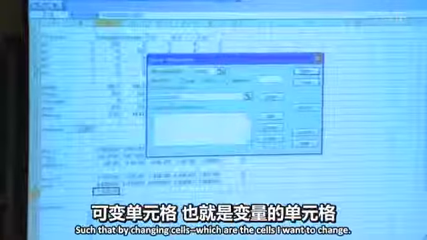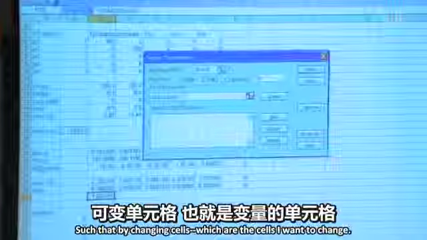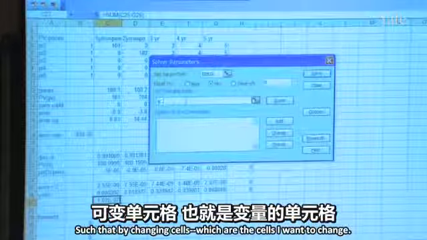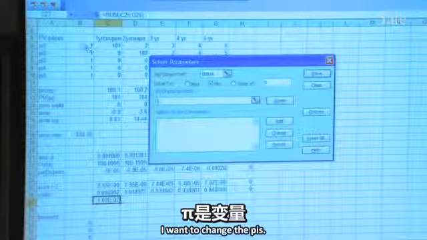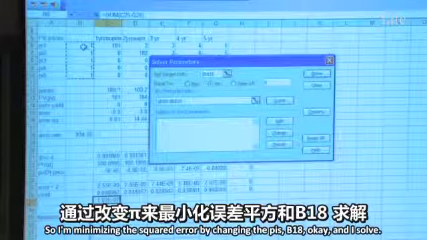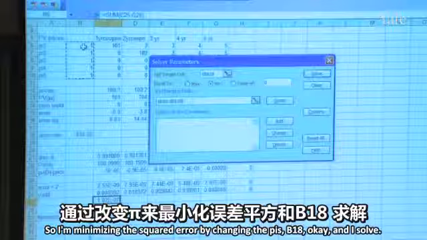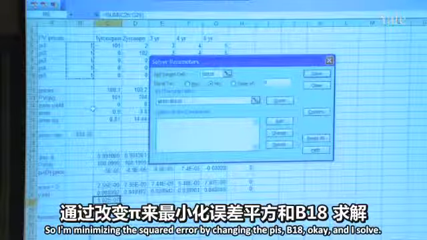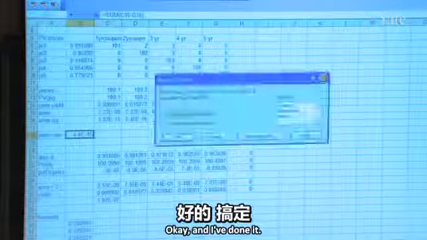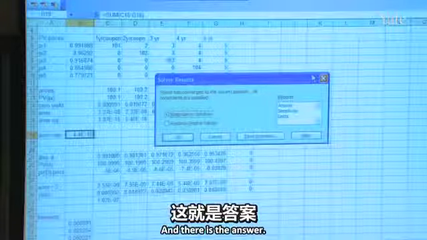such that by changing cells. Which of the cells do I want to change? I want to change the pi's. Those are the ones that are wrong. So I'm minimizing the squared error by changing the pi's, B18, okay, and I solve. Okay, and I've done it. And there is the answer.